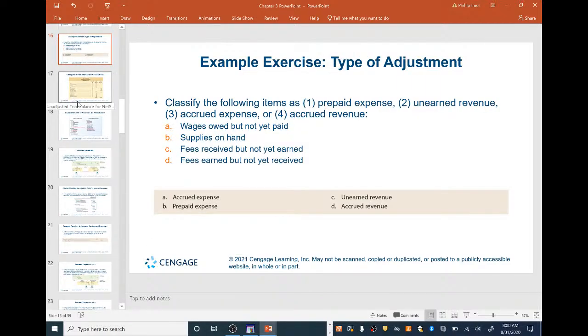Let's talk about some more types of adjustments, okay? Once again, I know we have the answers down here, but classify the following items as prepaid expenses, unearned revenues, accrued expense, or accrued revenue. So wages owed, but not yet paid. Okay, so for part A, wages owed but not yet paid. So what do we think that means here?